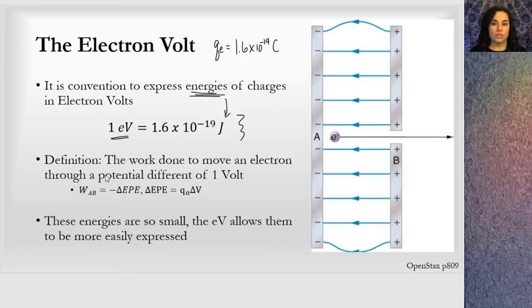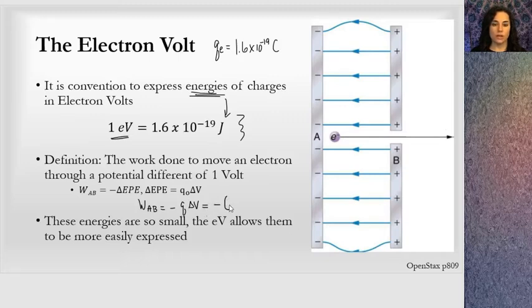The definition of an electron volt, and this is if you get asked this anywhere, the definition of an electron volt is the work done to move an electron through a potential difference of 1 volt. And what we know is that the work done is a negative change in potential energy. The change in potential energy is Q times the change in voltage. So when I plug that in there, I get the work from one point to another is the negative of that charge multiplied by the change in voltage.